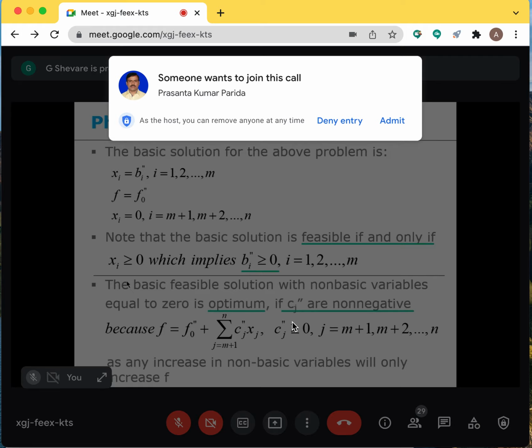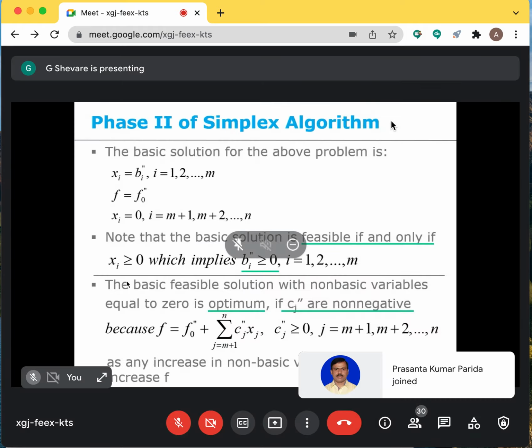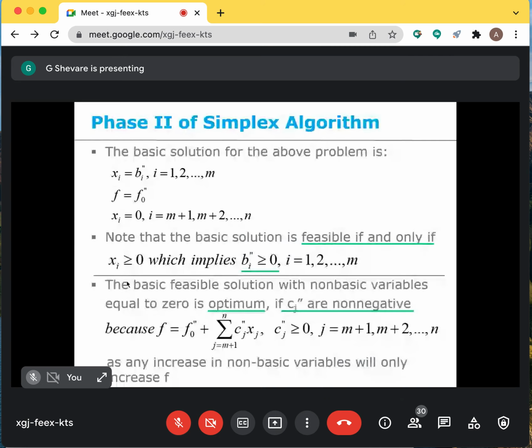Then it's a feasible solution. If it doesn't turn out to be positive, it's an infeasible solution, because xi in that case will be negative, which is not permitted. And like that, you keep doing the operations.